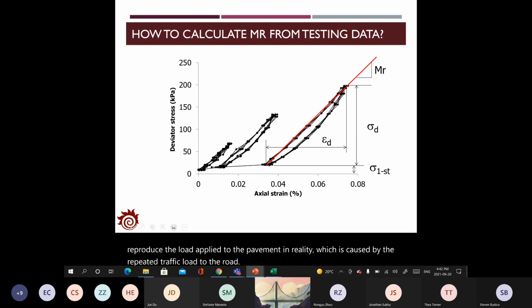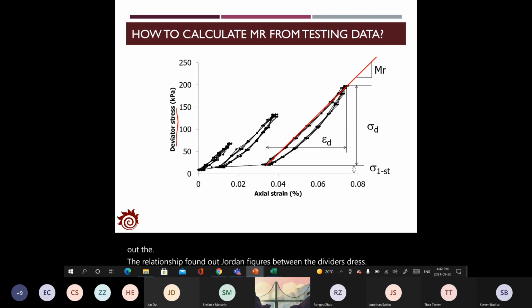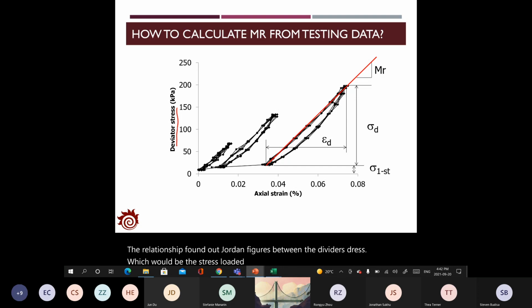And once with the data collected by the MR test, you can then draw the figures of the relationship between the deviator stress, which would be the stress loaded by the machine, and the axial strain, that is the strain estimated through the displacement during the experiment. And as you have the repeated load, you will find out the recoverable strain, which would be multiple cycles during the experiment.